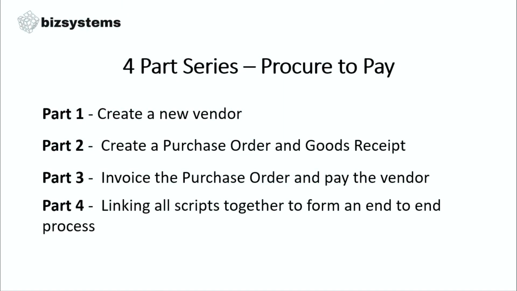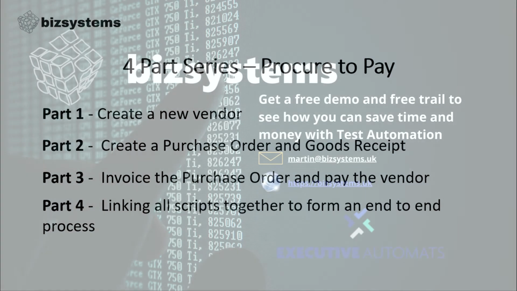So, this is the first video in a 4-part series of videos. We're going to go through a procure-to-pay process. We'll show you how to create several scripts as part of the process. We have covered creating a new vendor in this video. In part 2, we will create a purchase order and goods receipt that purchase order. In part 3, we will invoice the purchase order and pay the vendor. In part 4, we will join and link all the scripts together so we can make a whole end-to-end process.